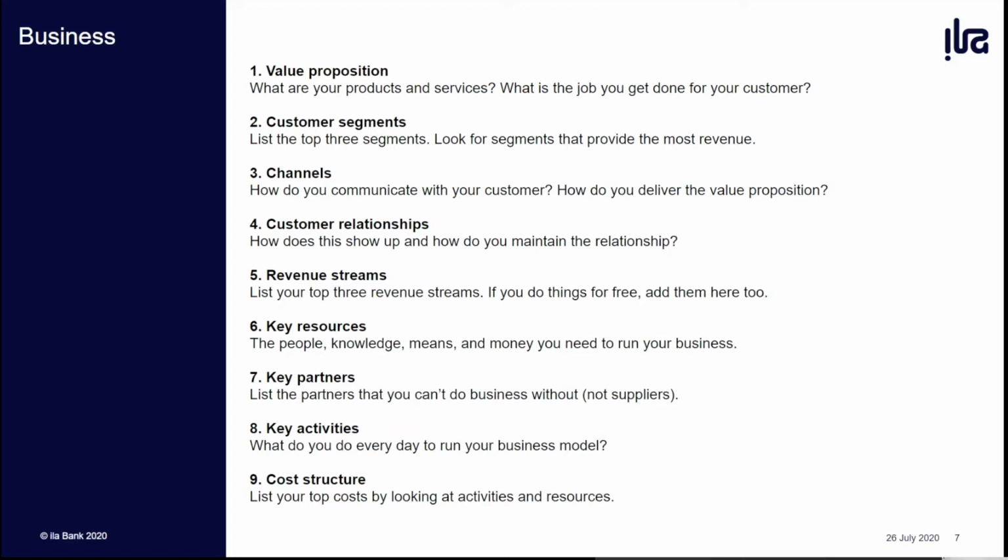The sixth element is the key resources, the people and knowledge, and the money you need to run your business. So you need to list them down, what you need exactly to run your business. Who your partners are is also important. And we are not talking about suppliers here. We are talking about people you can partner with to boost your business.